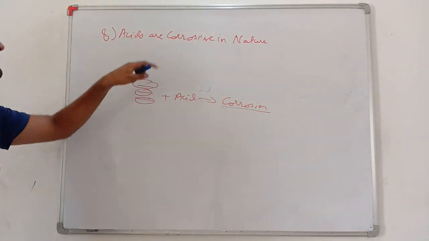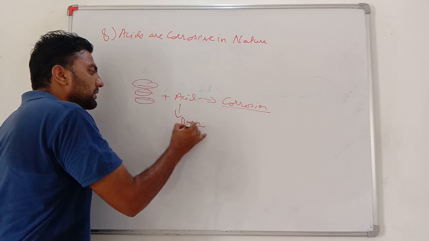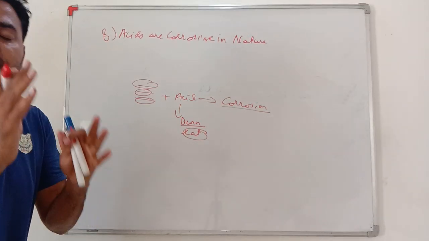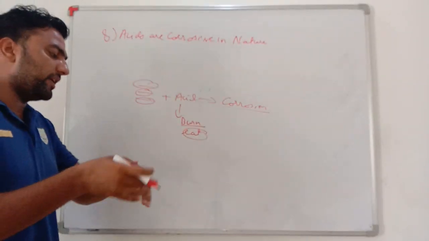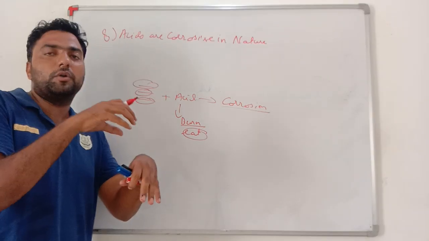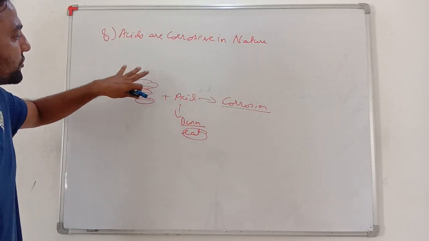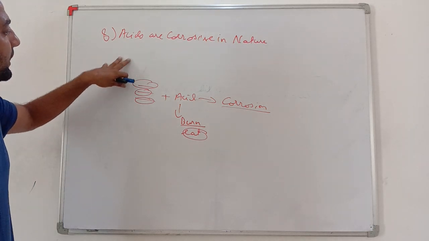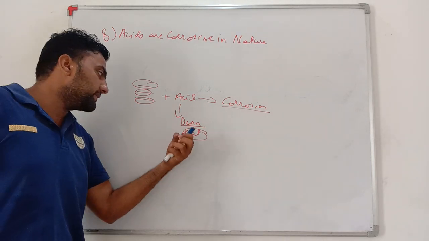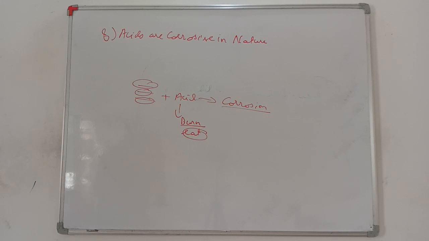So if we are saying acids are corrosive in nature, it means acids burn up many things, acids eat up many things, or acid destroys many things. Even if acid falls on our body, then our body gets many wounds, burnt wounds. So acids are corrosive in nature. It means acid destroys many physical and chemical properties of many substances, and they burn up many things, they eat up many things.